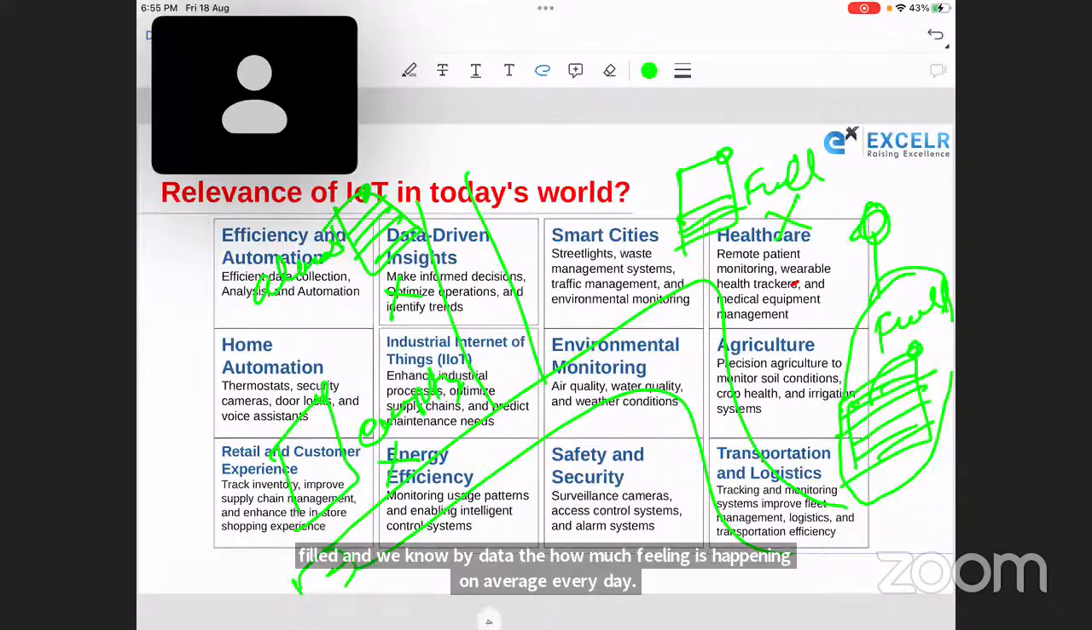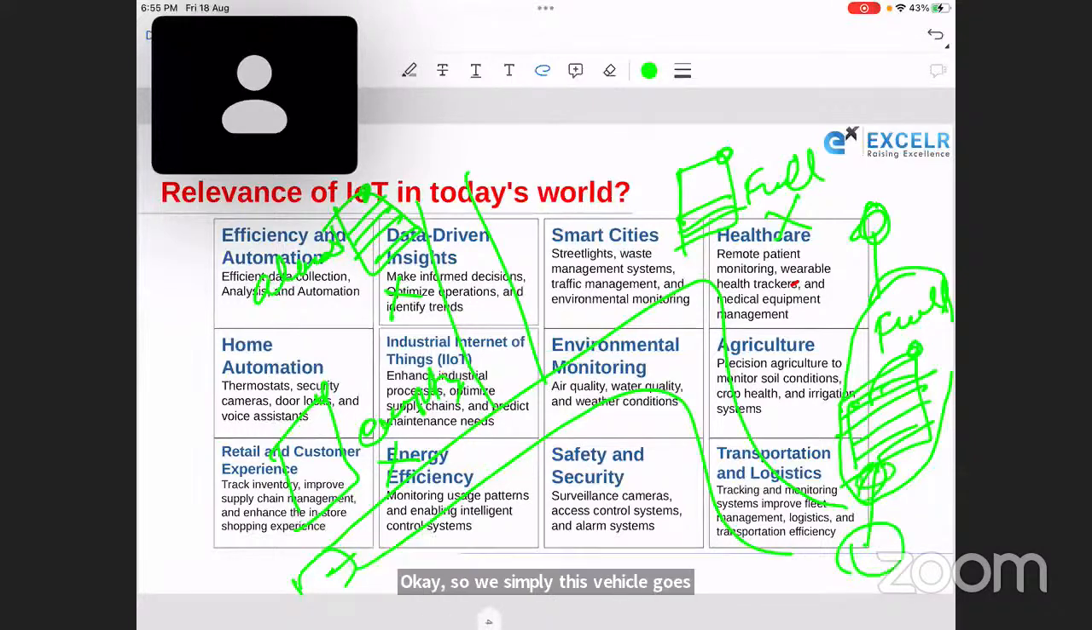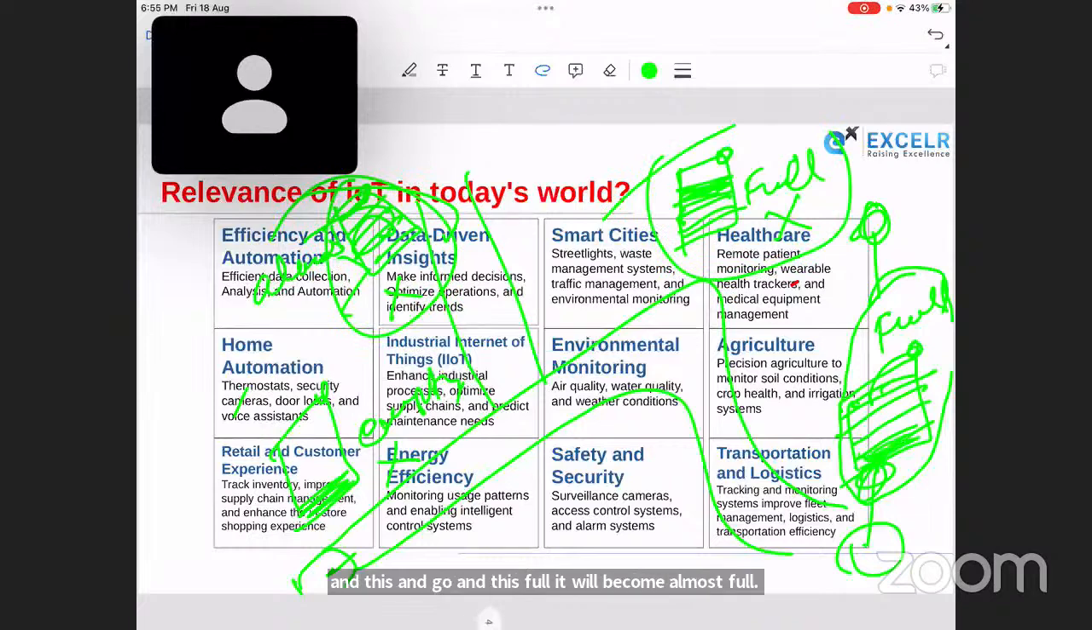So this vehicle goes here, collects this and goes away. It doesn't collect this. Next day when it comes, this will start filling up. This is fully filled, so it will simply go here, collect this and go. And this one will become almost full. Next day it will collect this one. This one will be fully empty, this one will be just empty, this one will be half empty. So the routing will be done through this.